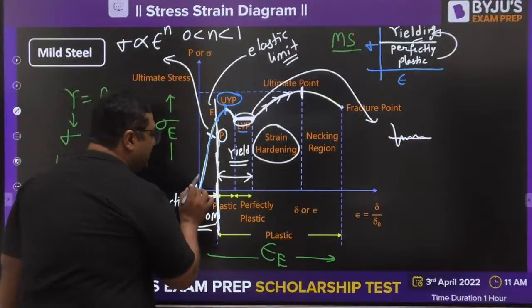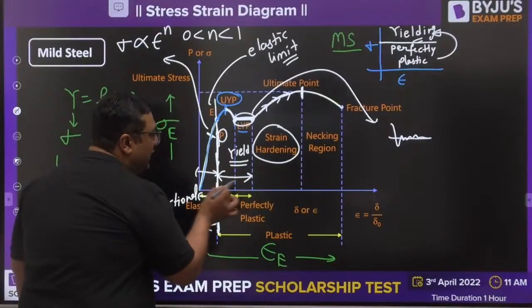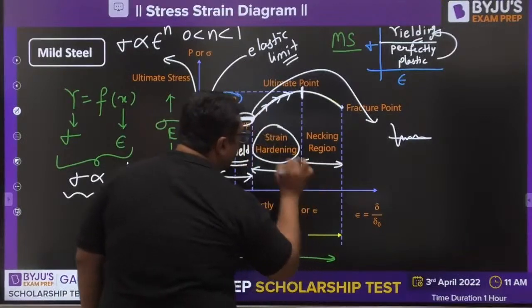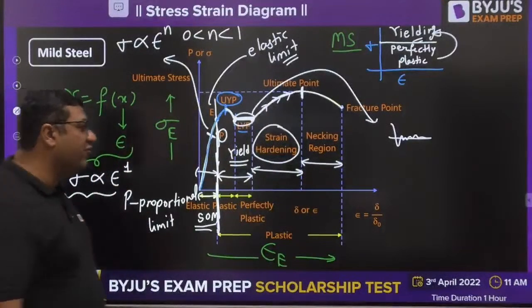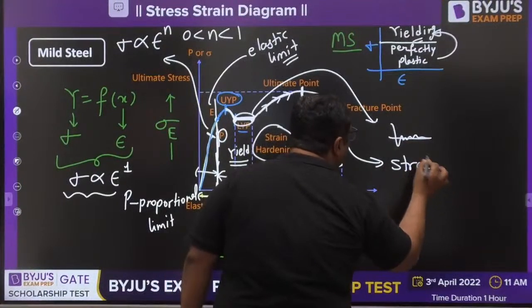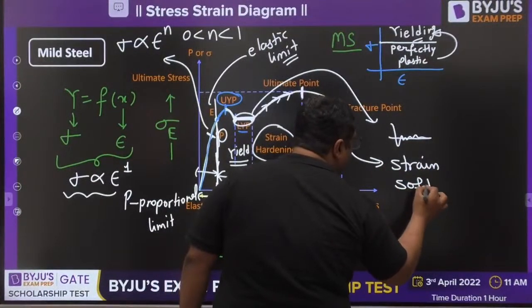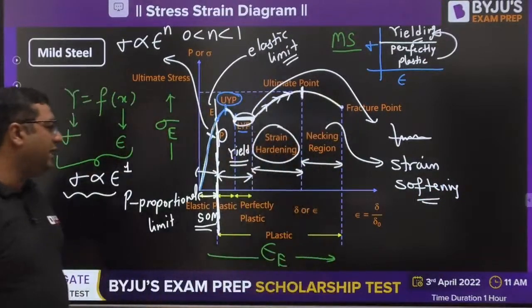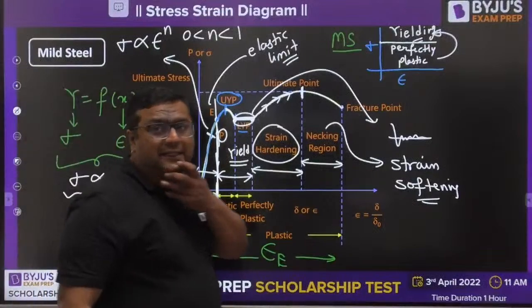So my dear, this is the elastic region, this is the yielding region, this is the strain hardening region, and this is the necking region. So my dear, this necking region is somewhere also given the name of strain softening region. Okay, so these are the names given, and this is the wonderful diagram, and this is said to be the stress strain diagram.